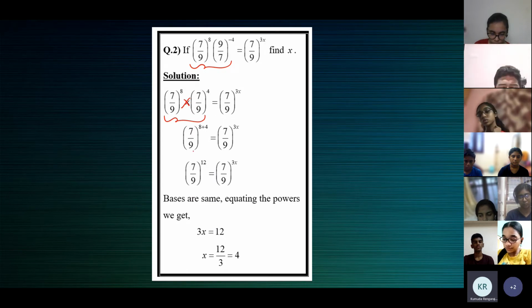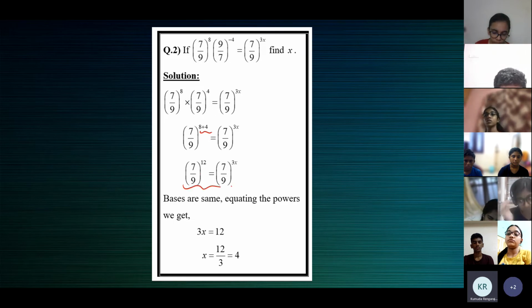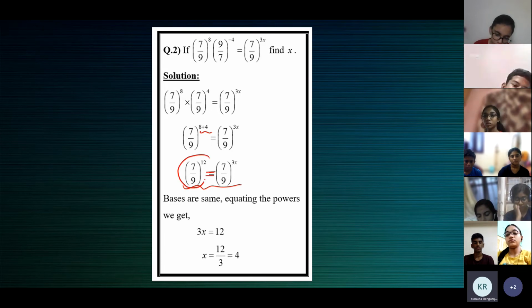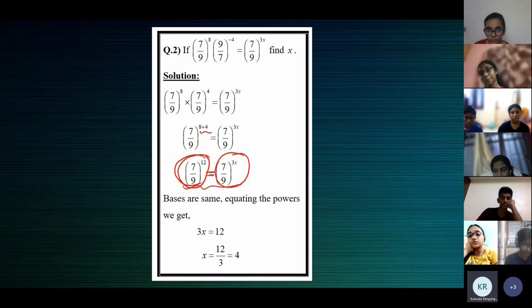So in the next step you can see, 7 by 9 is the base. We add the powers, 8 plus 4, and the RHS is as it is, 7 by 9 to the power 3x. Now again we have another rule. This 8 plus 4 becomes 12. At this stage, you can see this equal to sign, and there is only one expression in the LHS, 7 by 9 the whole power 12, and one expression in the RHS, 7 by 9 the whole power 3x.